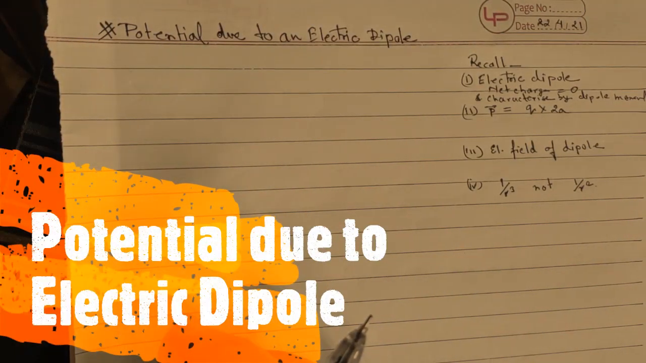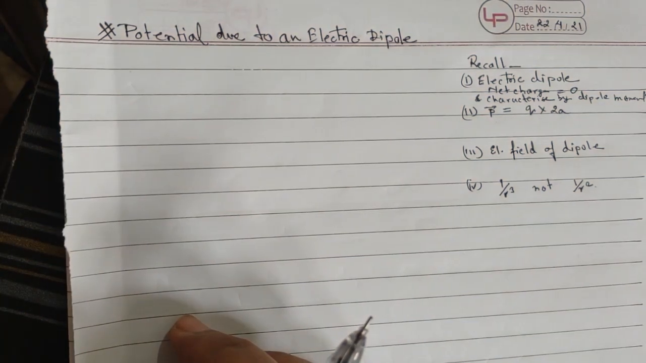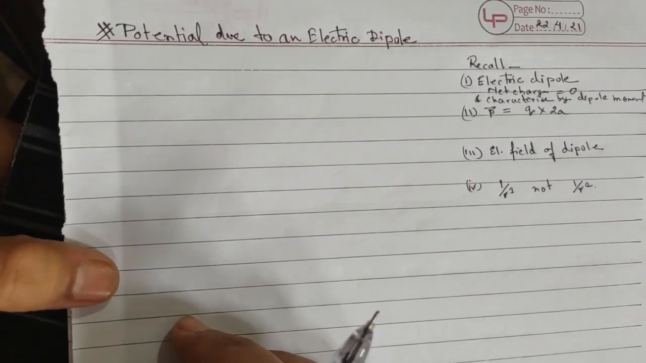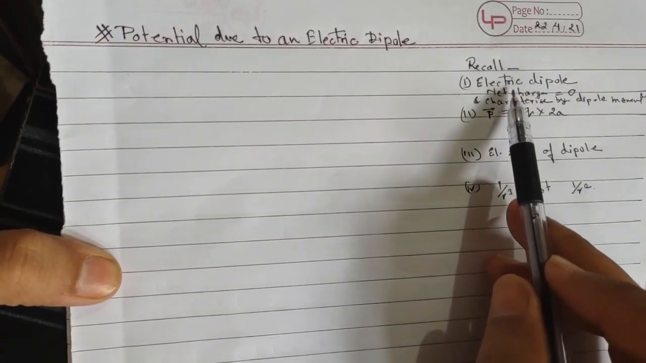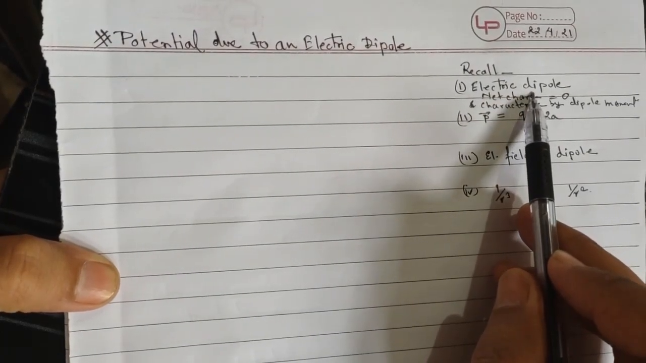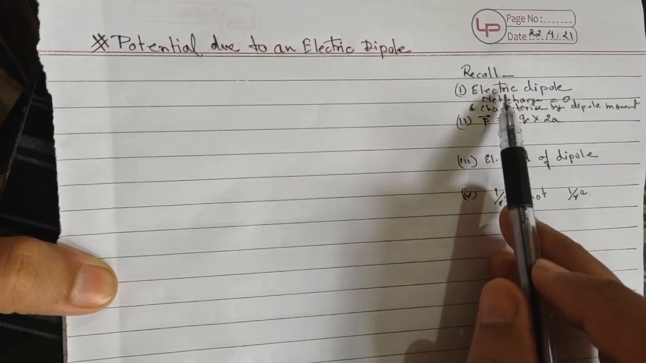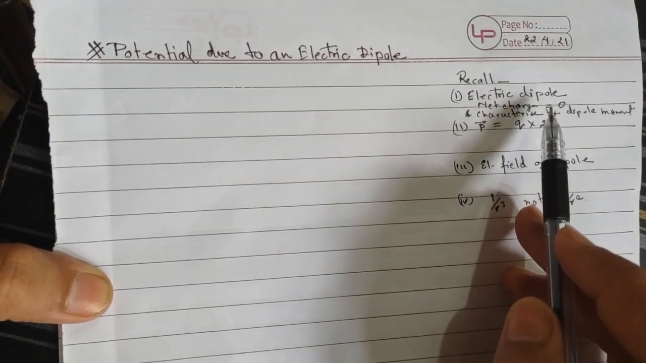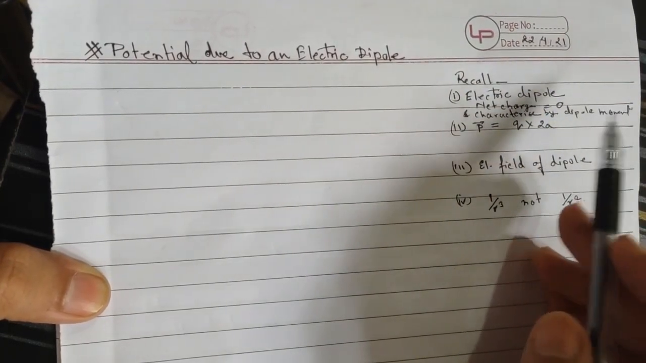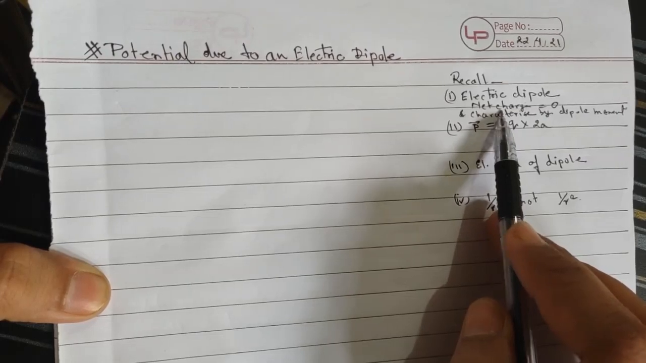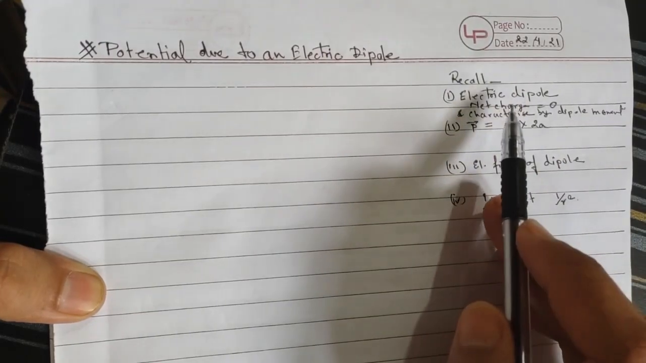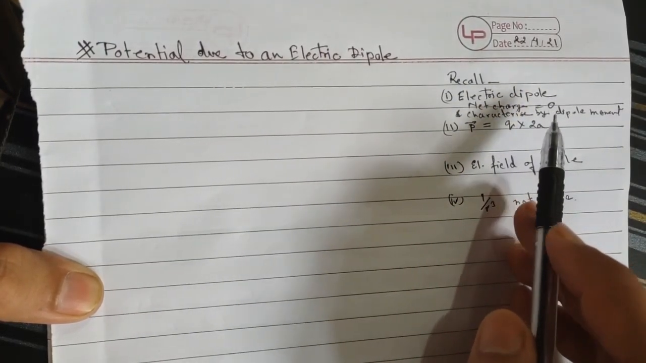Good morning, students. In today's session, we are going to see the potential due to an electric dipole. Before we start, let us recall the electric dipole. It is two different charges separated by some distance. The net charge, that is the total charge on the electric dipole, is 0, and the direction of the electric dipole is from minus to plus.